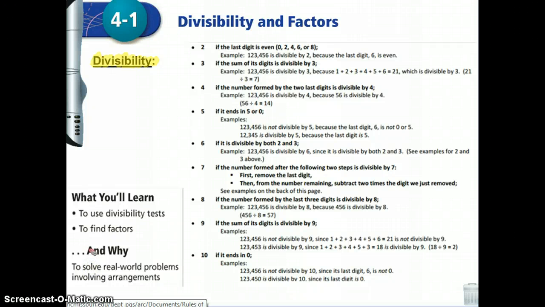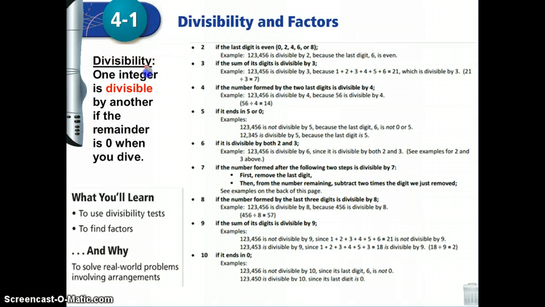Welcome to Chapter 4. Today we will be learning about divisibility and factors. Like always, the objective and vocabulary are very important. So today, by the end of the lesson, you should know how to use divisibility tests and how to find factors. And so that you better understand what we're talking about this section, we also have a term for vocabulary called divisibility. So if you want to write this in your notes, that would be awesome.